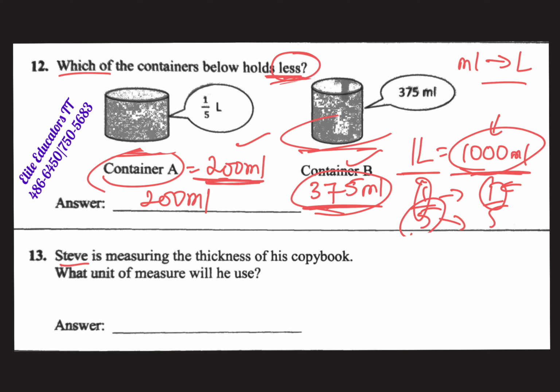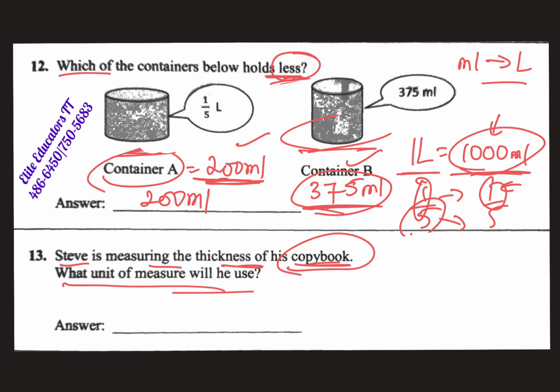So Steve is measuring the thickness of his copybook. What unit of measure will he use? Now, with this particular question, they actually gave us details. They said copybook. A lot of students, as soon as they see book, automatically think we have a ton of different books. Our encyclopedia might be really thick, so we might use centimeters, whereas some of those 5-subject notebooks are also thick, so they'll use centimeters. But no, they want copybook. And a copybook is those small little books that you guys are accustomed to writing on.